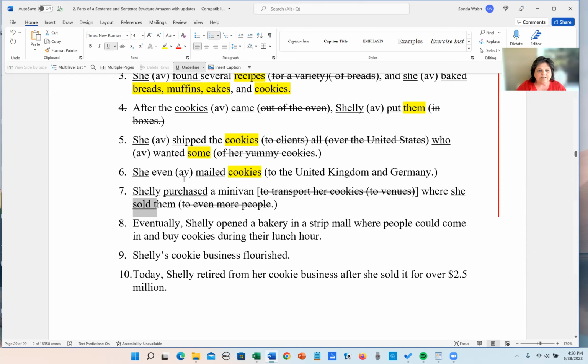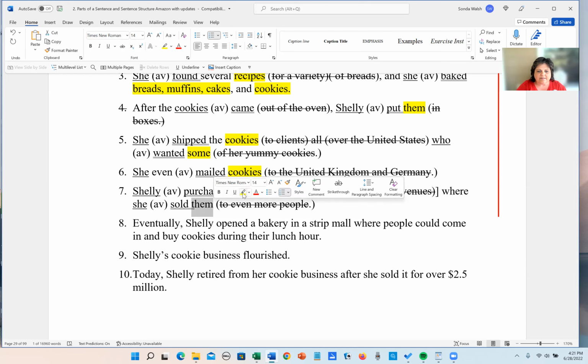Okay, next thing we need to do is identify the type of verb. Purchased is an action verb and sold is an action verb. So we are looking for a direct object. So now we make our sentence. Shelley purchased what? Minivan answers that question. So minivan is our direct object. And down here, she sold what? Them is our direct object.